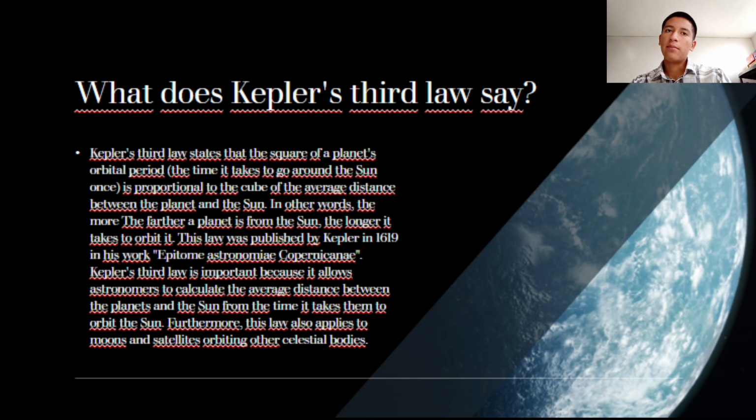The next point is Kepler's third law, which states that the square of a planet's orbital period, which is the time that it takes to go around the Sun, is proportional to the cube of the average distance between the planet and the Sun. In other words, the farther a planet is from the Sun, the longer it takes to orbit it. This law was published by Kepler in 1619 in his work Epitome Astronomiae Copernicanae. Kepler's third law is important because it allows astronomers to calculate the average distance between the planets and the Sun from the time that it takes them to orbit the Sun. Furthermore, this law also applies to moons and satellites orbiting other celestial bodies.